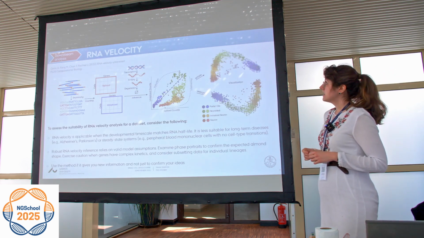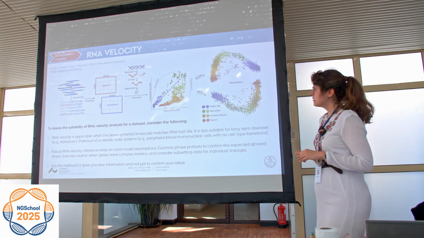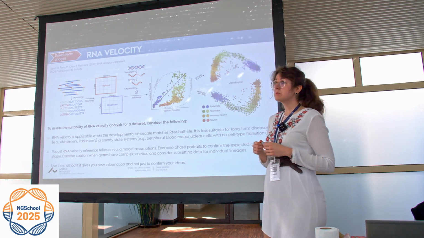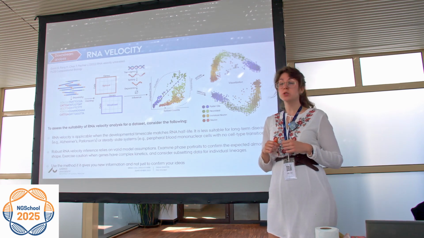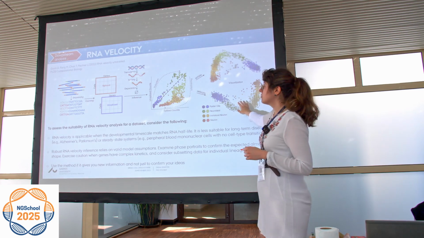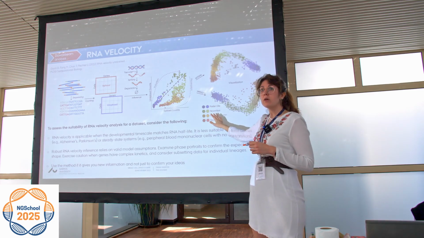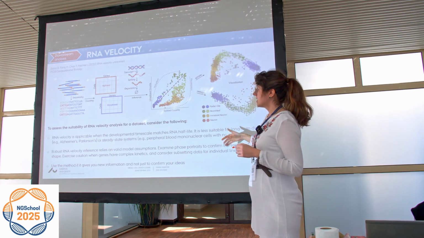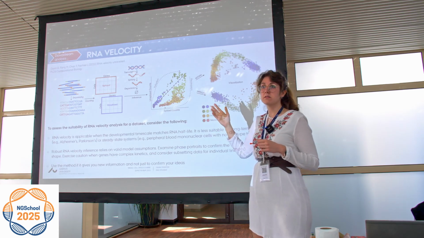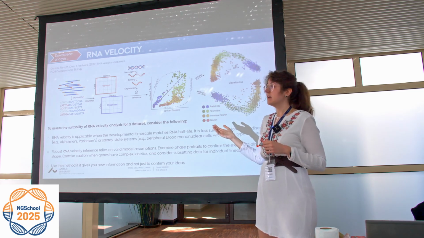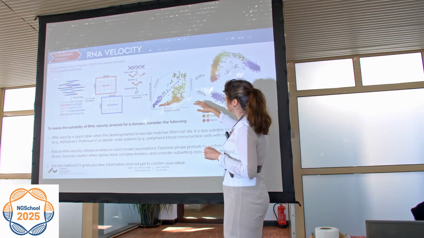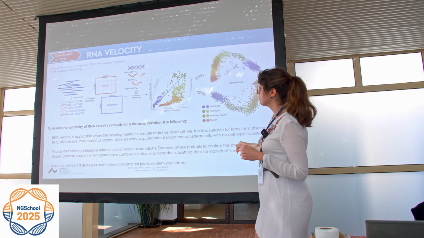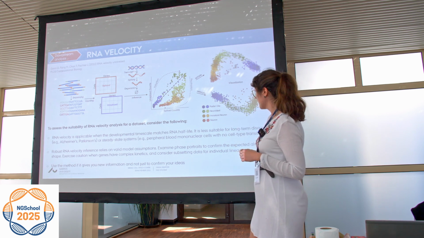The next method is RNA velocity. I think it's one of the most fun methods, but it's widely misused. Because you are allowed to use RNA velocity only if the process that you study has a time scale of the half-life of mRNA. There are some assumptions about how you use RNA velocity.